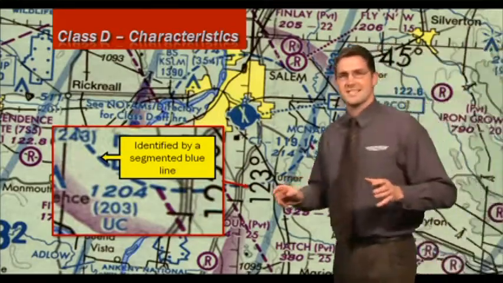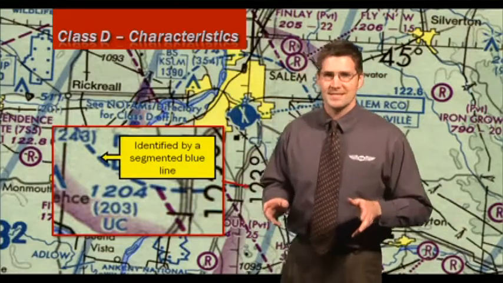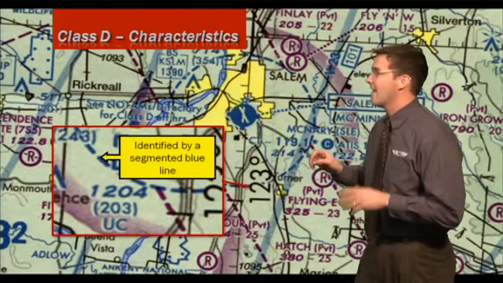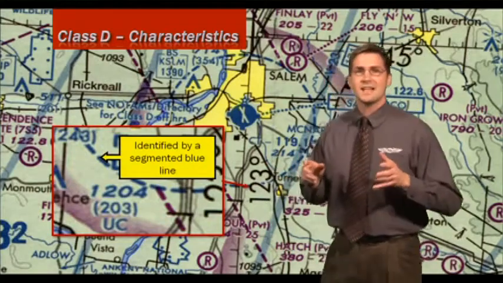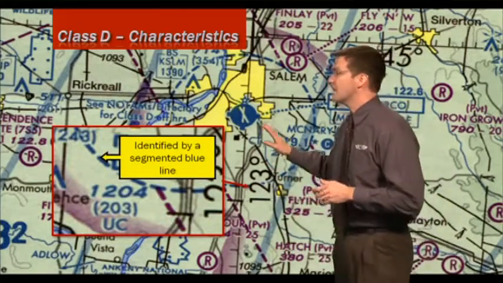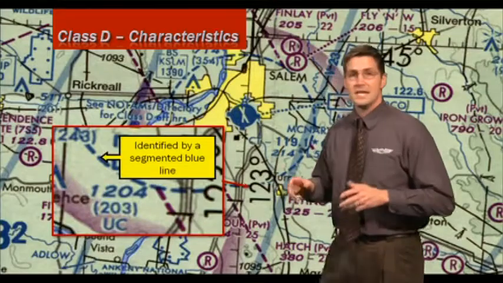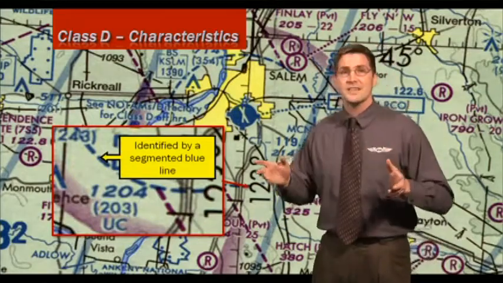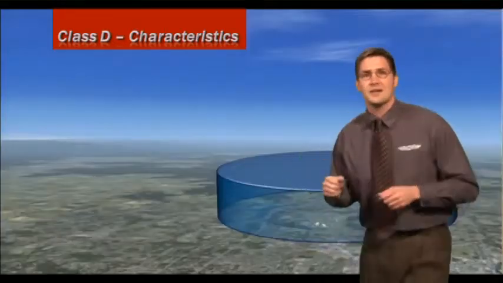Now we'll discuss Class D airspace. Class D airspace is established around airports that have control towers. Here's the Class D airspace around McNary Field in Salem, Oregon. It's marked with a dashed blue line. You can see it right here. Check this 3D graphic of Class D airspace.